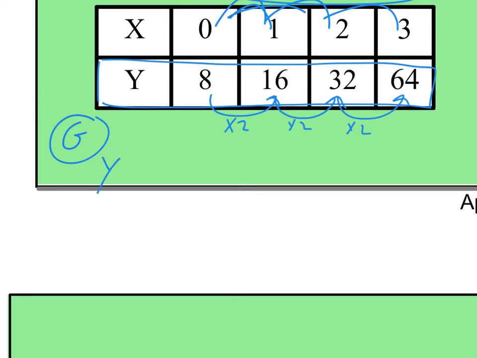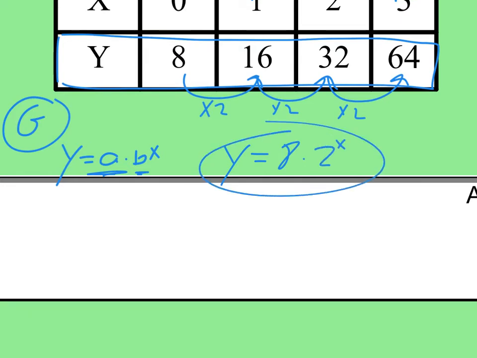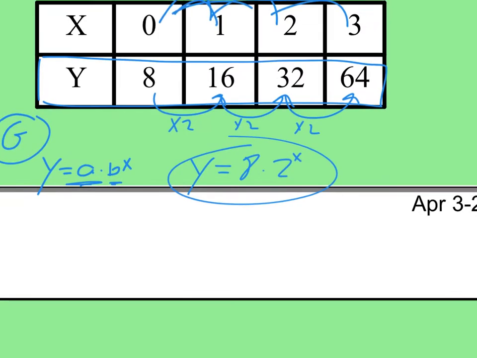So maybe even, especially with this one, write it to yourself just as a reminder off to the side. There's the equation, or if you have it somewhere handy, y equals a times b to the x. And a, remember, is the first term. B is the pattern. So this one would be y equals 8 times 2, because that's doubling every time, to the x power. So there's a geometric one.